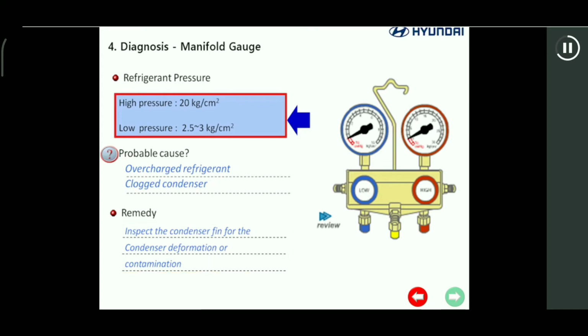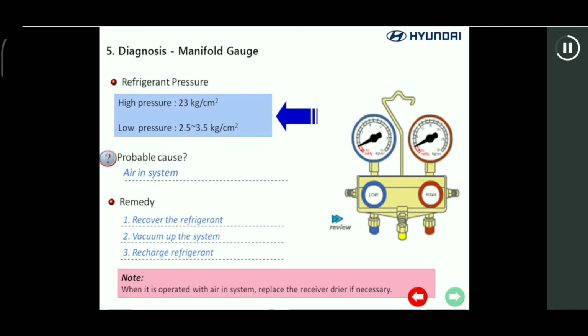Number 5. If high pressure is 23 kilograms per centimeter square, low pressure is 2.5 to 3.5 kilograms per centimeter square, the possible problem can be air in the system. The remedy is recover the refrigerant from the system, then create vacuum in the system and check for any leakage. Then recharge the refrigerant in the system. Note: if the problem prevails, replace the receiver and dryer.